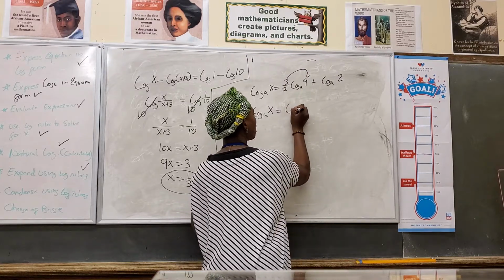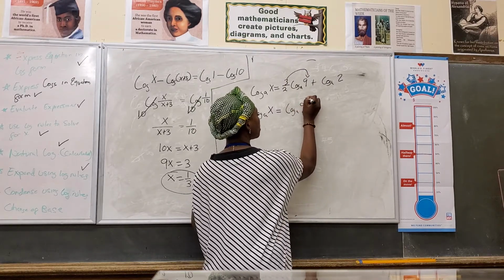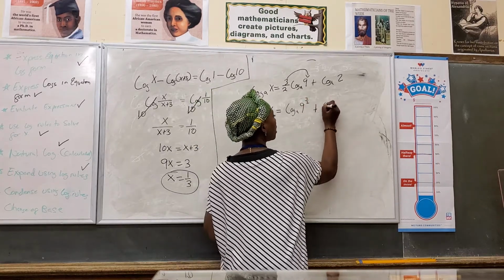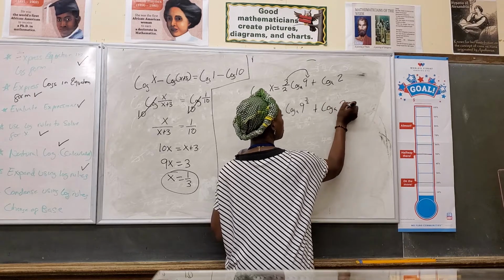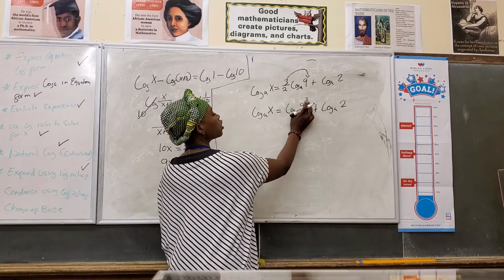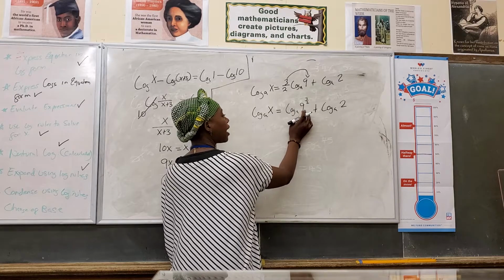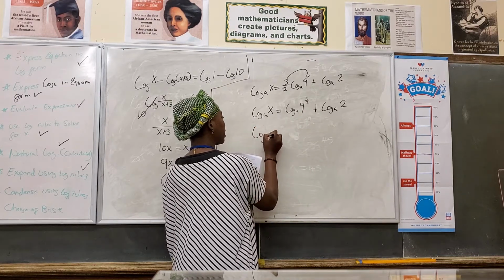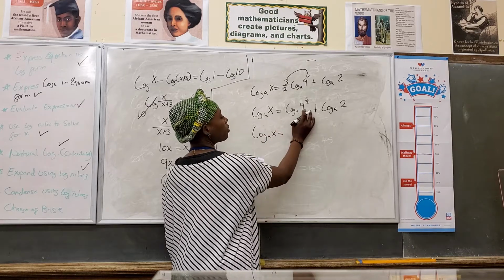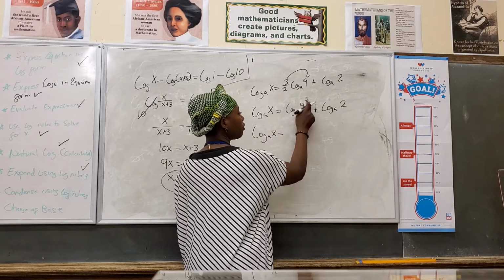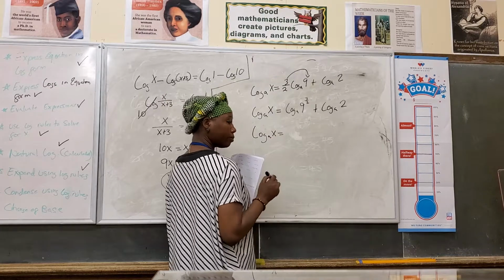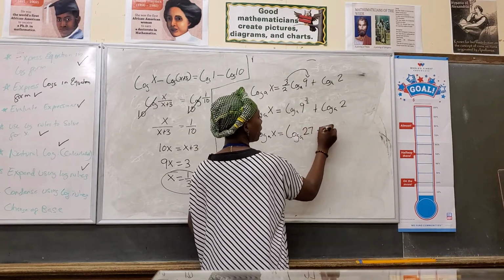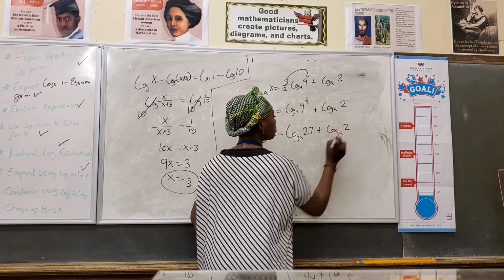So that's log base A of 9 raised to the power of 3/2 plus, there's no exponent, anything, log base A of 2. Well, 3/2 means the square root of 9 raised to the power of 3. So log base A of x equals the square root of 9 is 3. 3 raised to the power of 3 is 27. So log base A of 27 plus log base A of 2.